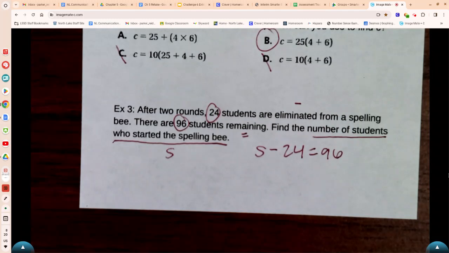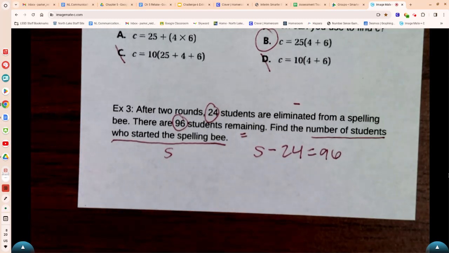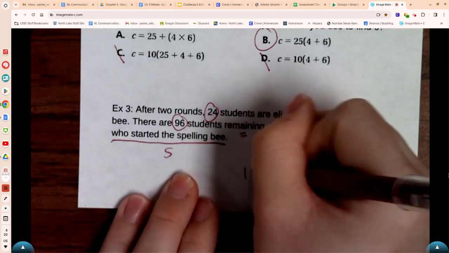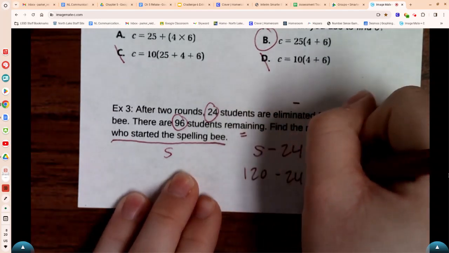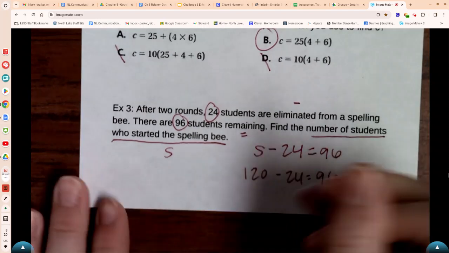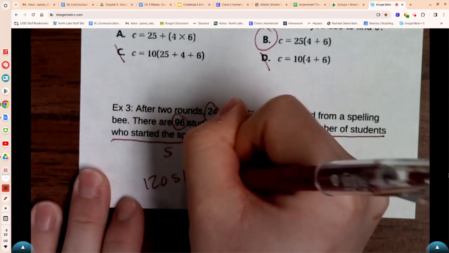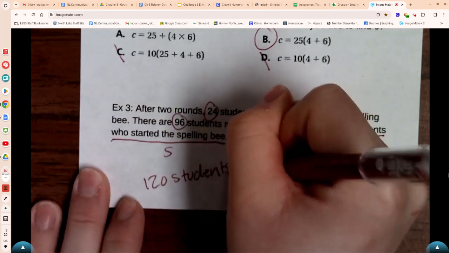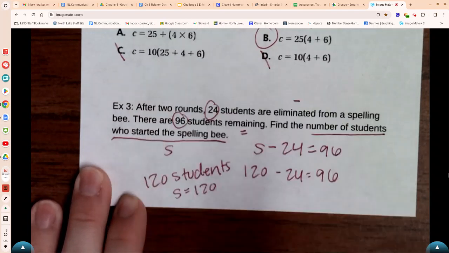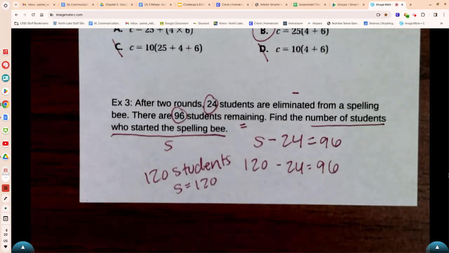However, now we actually do need to figure out the answer, what the S, or the number of students who started, needs to be. Who knows what that should be? What number would need to go right there? Juliana? 120. Yes, because 120 minus 24 is how we get 96. So that means there were 120 students that started. You could also write S equals 120 as another way to indicate the answer. Let's move on to example 3.